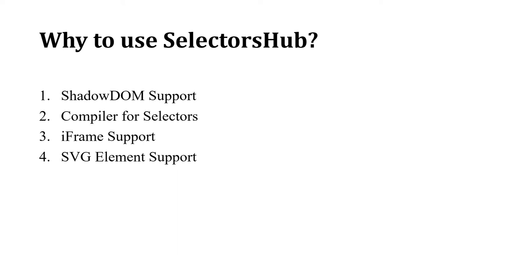The first one is Shadow DOM support. The second is the compiler for selectors. The third one is iframe support. The fourth one is SVG element support. Now I'm going to tell you one by one.